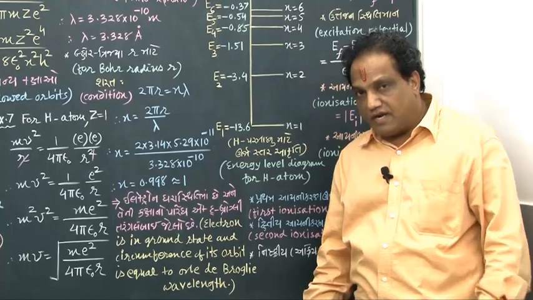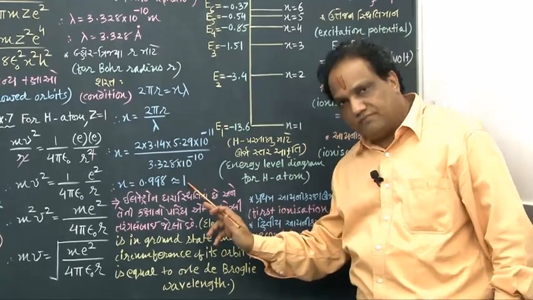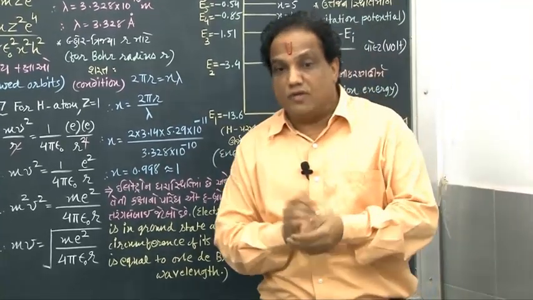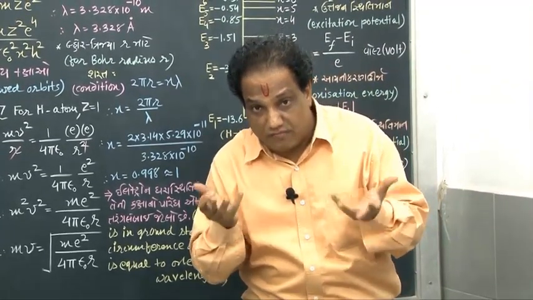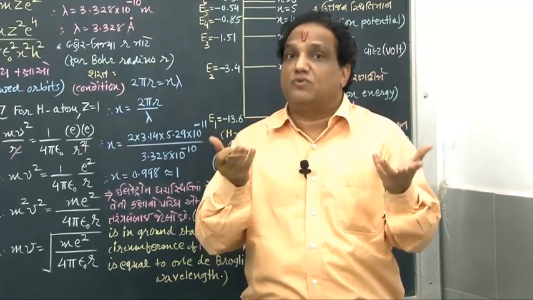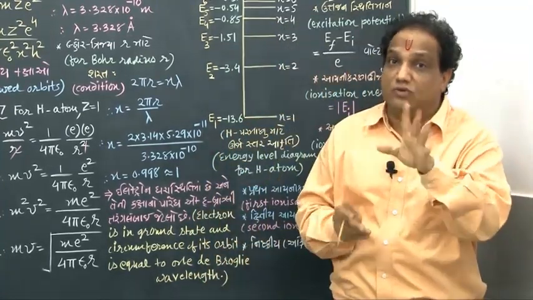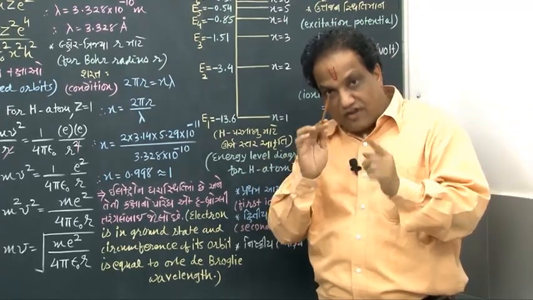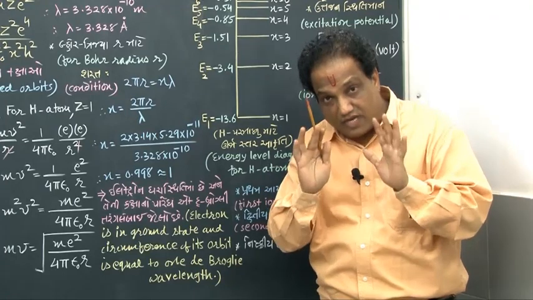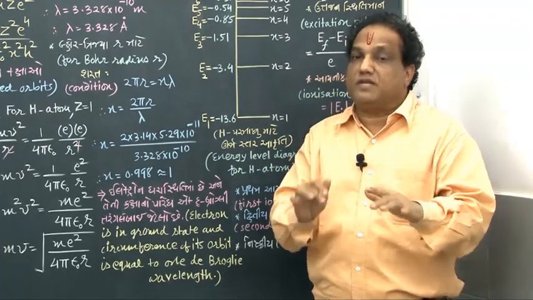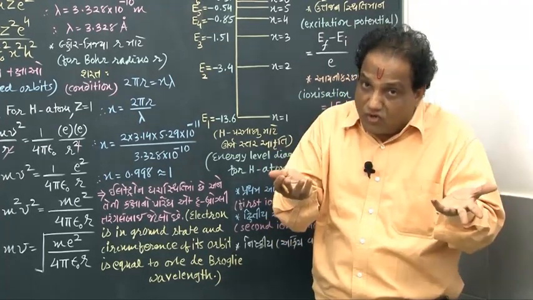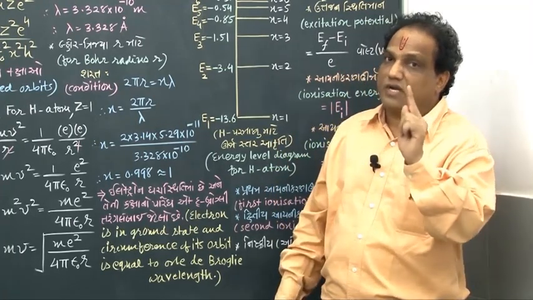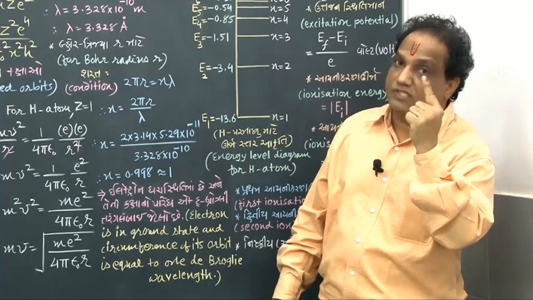What do you mean by 0.998? Which is nearly equal to 1. So what do you mean by n equal to 1? Principal quantum number is 1 means what? It indicates the ground state of the electron. So what does it mean? That in the ground state of the electron orbiting in the hydrogen atom, it behaves like that sort of wave whose de Broglie wavelength is just equal to 1 circumference.